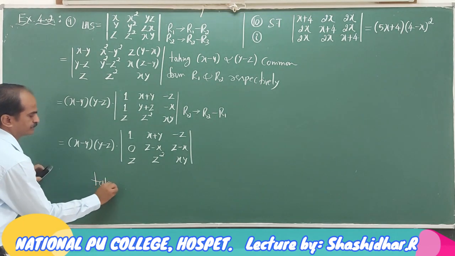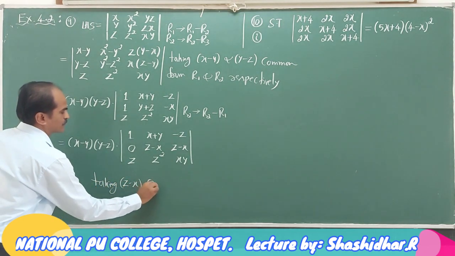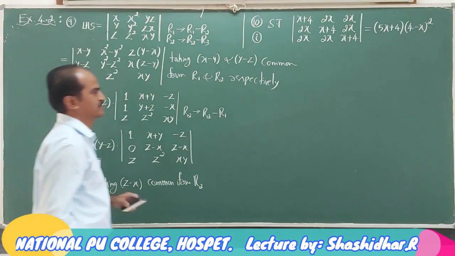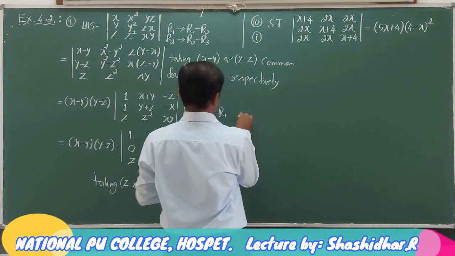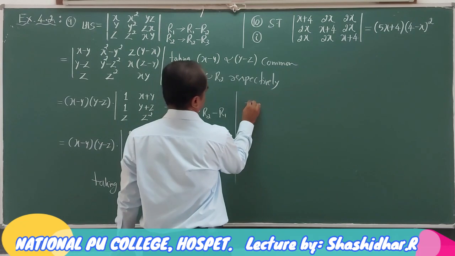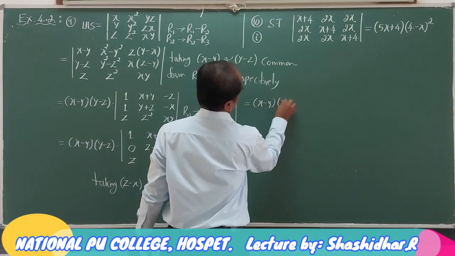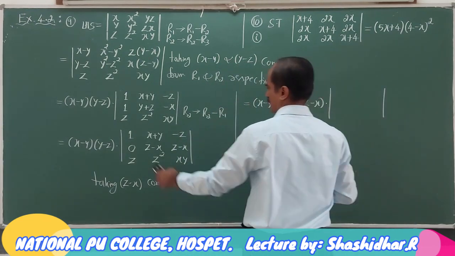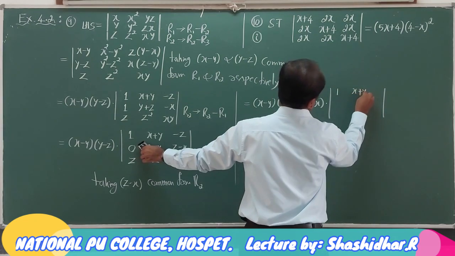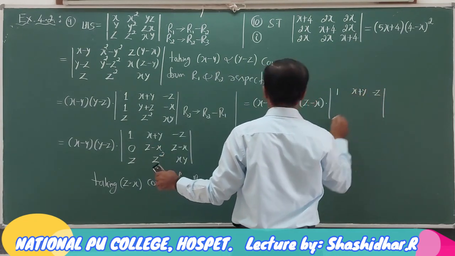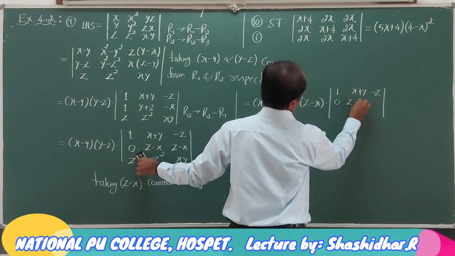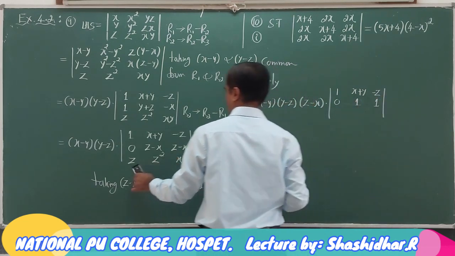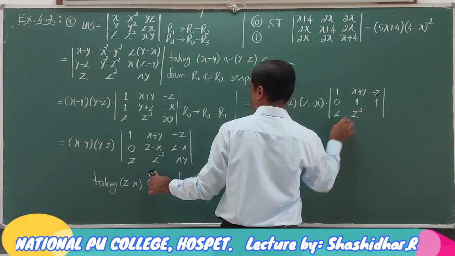Taking z minus x common from R2, we get x minus y, y minus z, z minus x into determinant. First row 1 x plus y minus z. Second row 0 1 1. Third row z square xy.